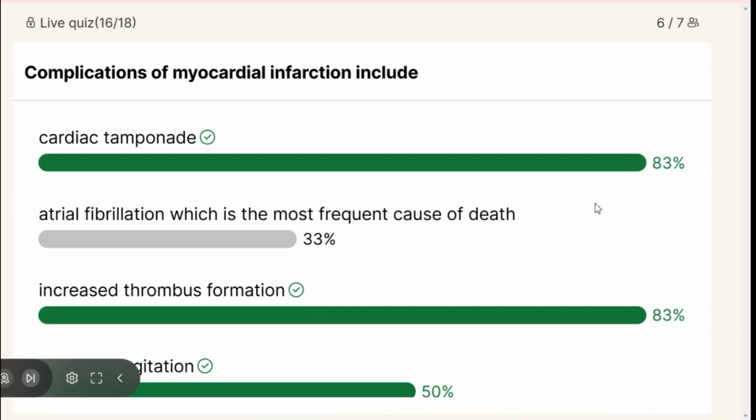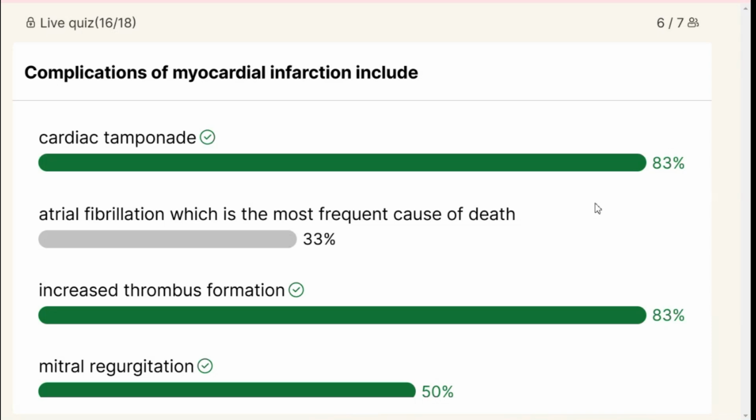Okay, so complications of myocardial infarction. So cardiac tamponade. Does anyone know how cardiac tamponade happens as a complication of myocardial infarction? What precipitates cardiac tamponade? Hemopericardium? Yeah, hemopericardium. It's cardiac tamponade. Do you know how it happens?